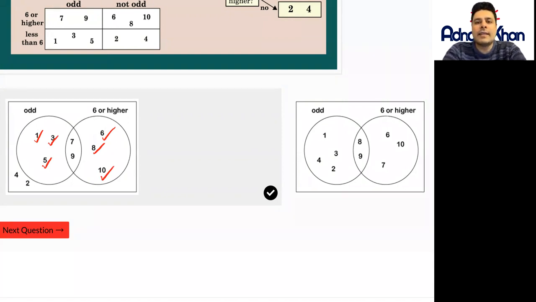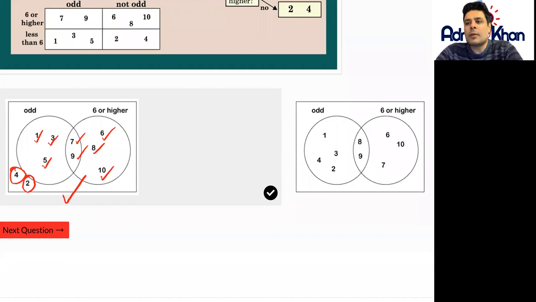So 7 is an odd number and it's higher than 6, which is correct. 9 is an odd number and it's higher than 6, which is correct. And these two even numbers, which are less than 6, will go on the outside. So this diagram is completely right. Let's have a look at the one on the right-hand side.